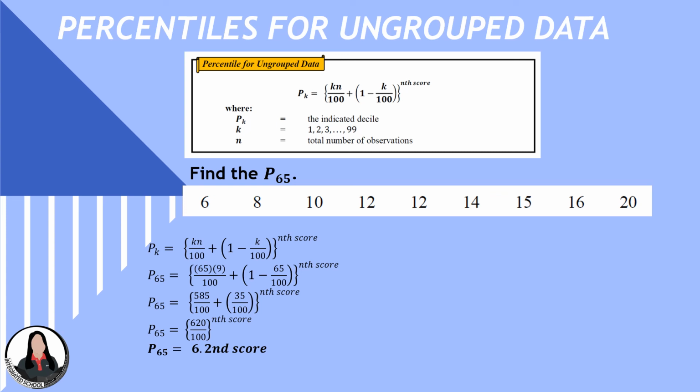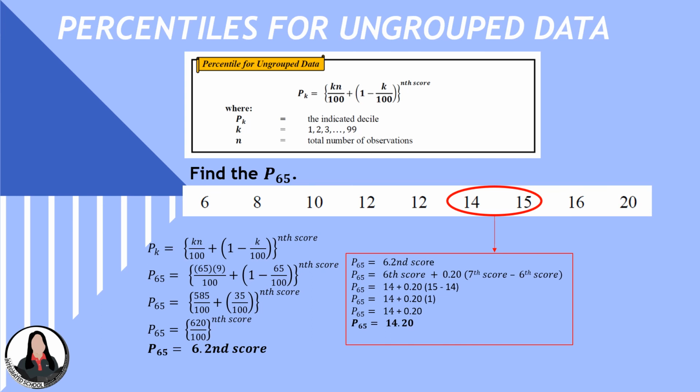Okay? So, kagaya nga ng sabi ko kanina, ang pagkakaroon ng sagot na merong decimal ay pwedeng mangyari sa quartile, decile, or percentile. So, kagaya nito, 6.2nd score siya. Kagaya nung example kanina, hahanapin natin siya between naman sa 6th and 7th score since ang ating P sub 65 ay nagsimula sa 6. And then for the solution, hanapin natin agad yung 6th score. The 6th score is 14. So, meron agad tayong 14 dyan. And then yung 0.2 ay manggagaling doon sa ating P sub 65 na sagot.